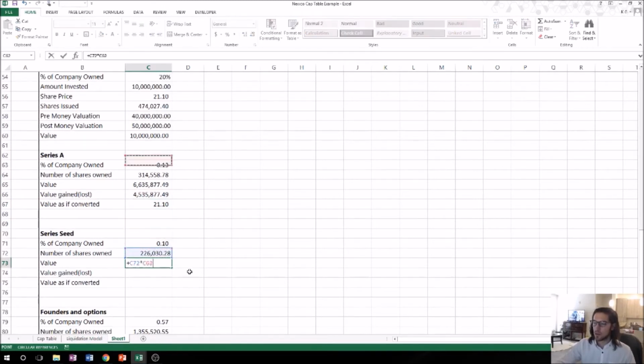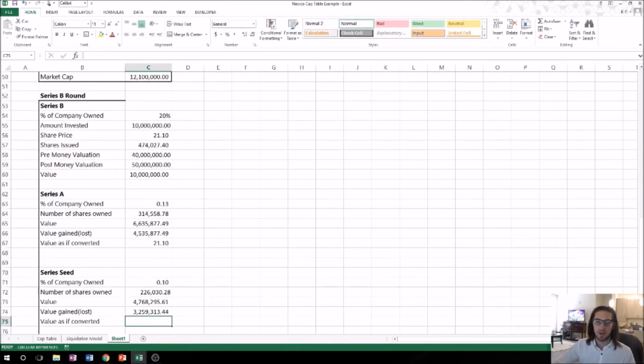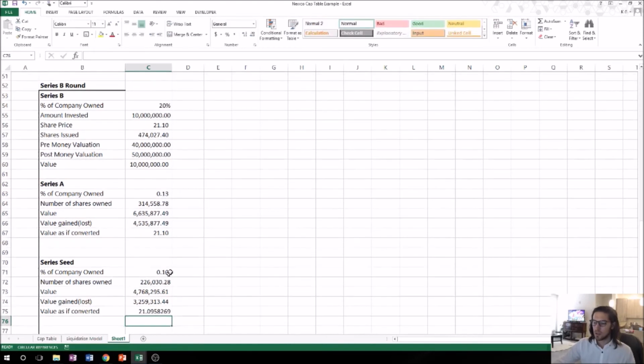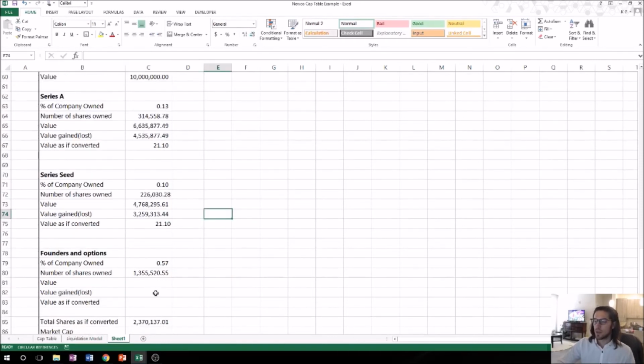So shares owned, new share price, value gained or lost, and from the last round to this round is what we're doing, not from the beginning to right now. So the value now minus the value in the previous round, which was 1.508, value gained from round to round is 3.259 million. Then as if converted, just like the last one, back it up, so it looks the same.